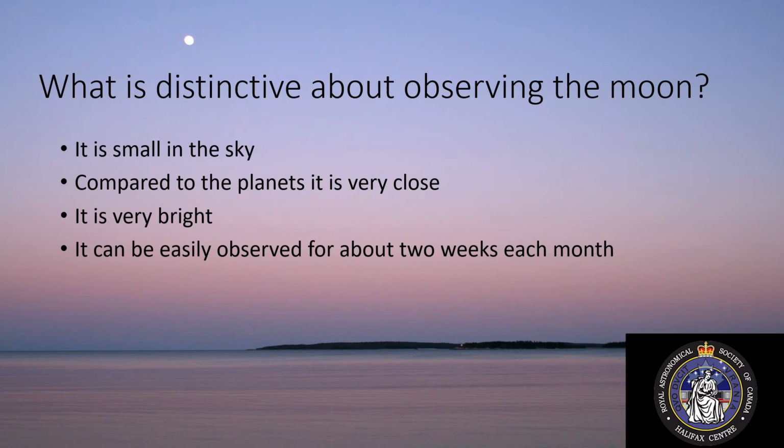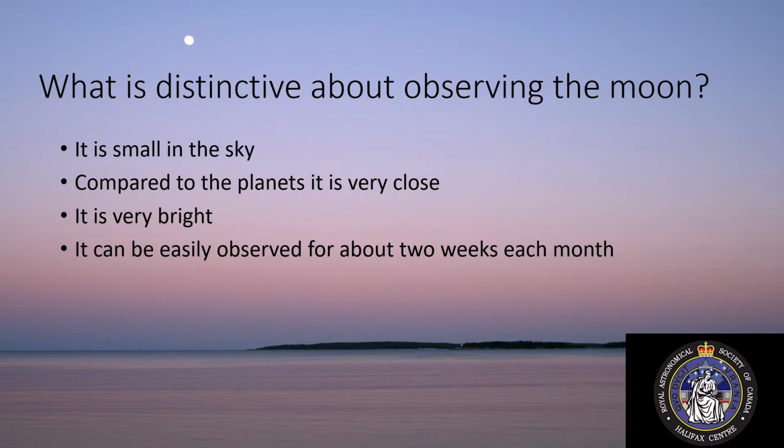Now, observing the moon is different from observing planets or observing other deep sky objects. Why? Well, first of all, it's very small in the sky. I know you've all seen it many times, and sometimes when it's near the horizon it looks quite large, but it's actually quite small. Compared to the planets, however, it is very close. It is also very bright, and so it is easy to see with a small telescope.